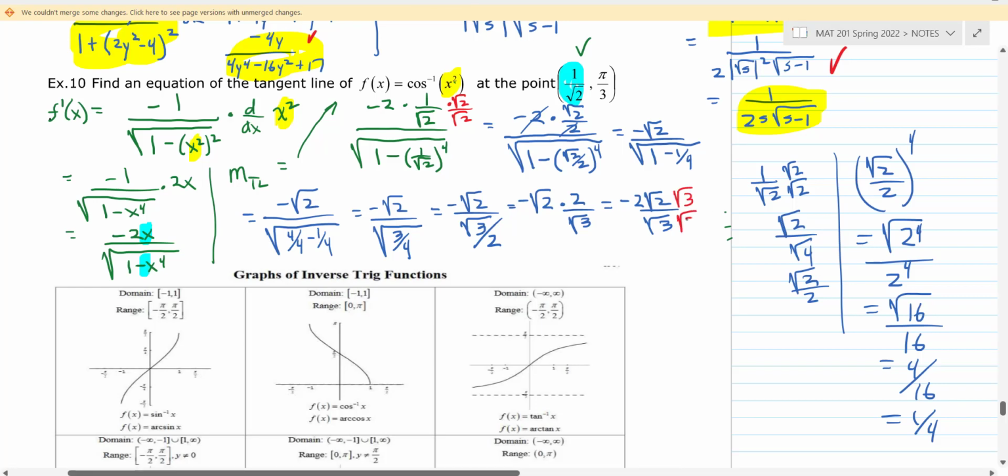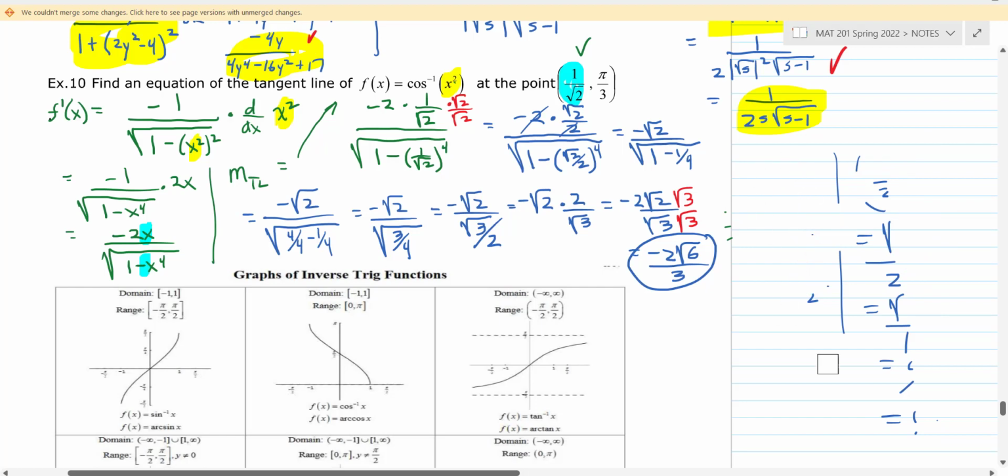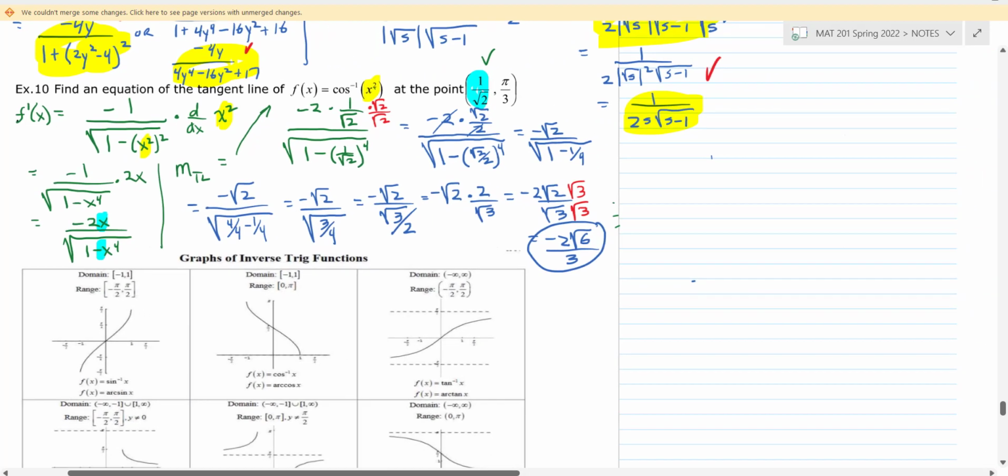So I'm going to multiply by square root of 3 over square root of 3. That'll give me negative 2 root 6 over 3. So that's the slope of my tangent line. Now I'm going to erase this stuff over here that I kind of did on the side. That may be the hardest part of the problem right there, is doing all that arithmetic.